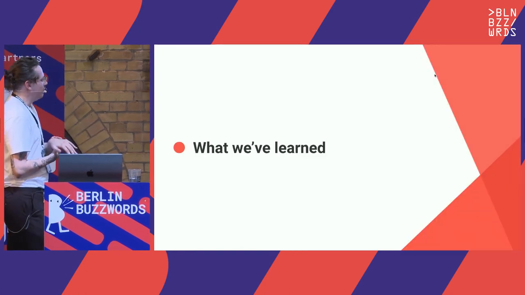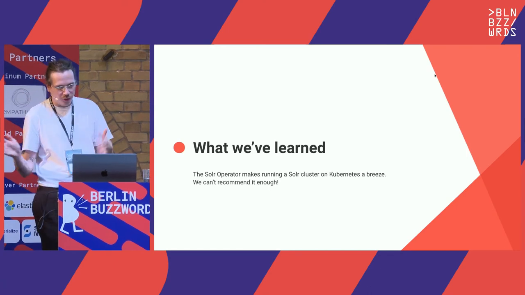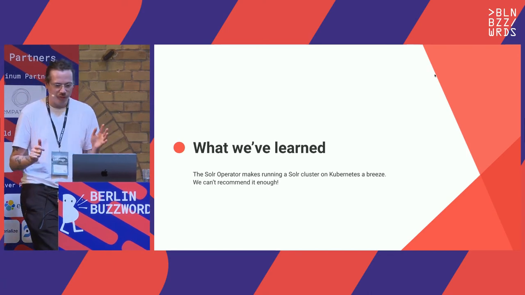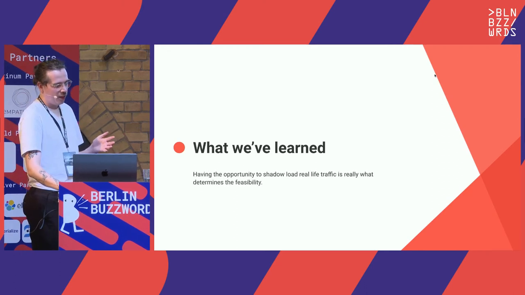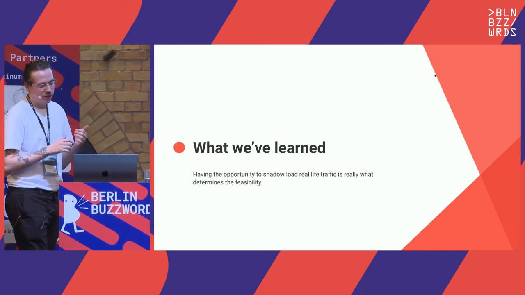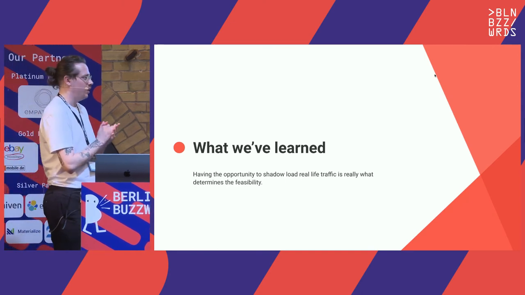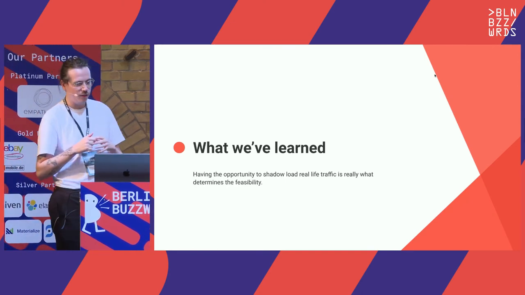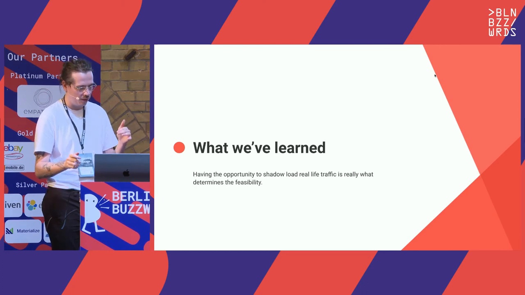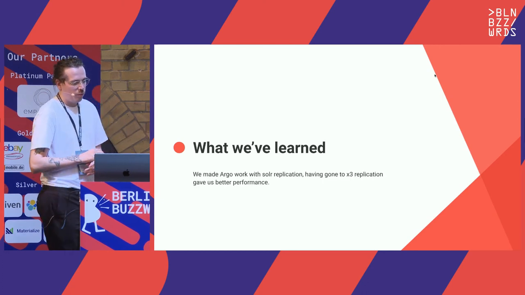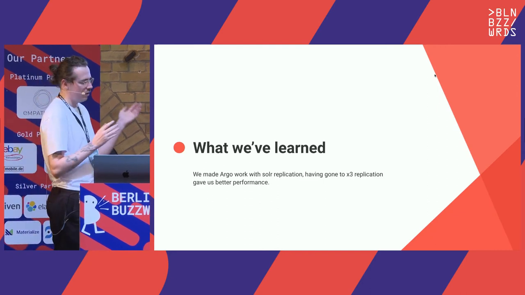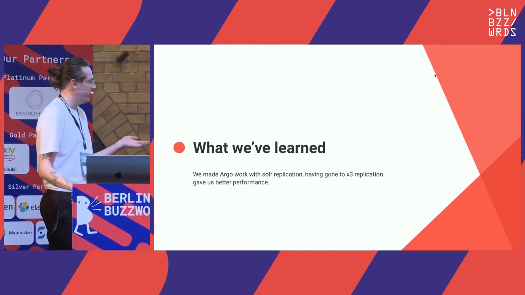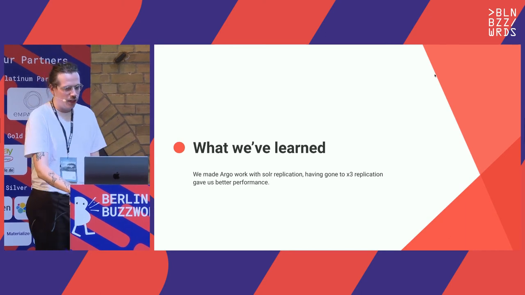But what did we learn along the way? The Solr Operator does make running a cluster on Kubernetes easy, and we can't recommend it enough. The opportunity to shadow load real-life traffic is really what differentiates between something that's going to be feasible and something that's not. We've made Argo work with Solr replication, so we've now scaled up, and this gives us much better performance, which we kind of expected anyway, but at the time we didn't really have the budget.